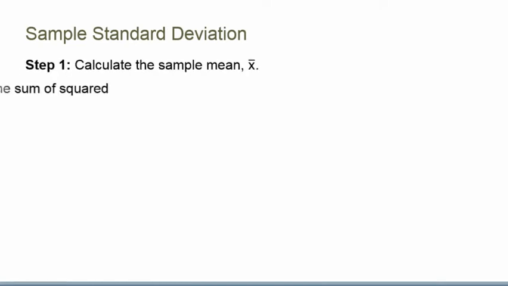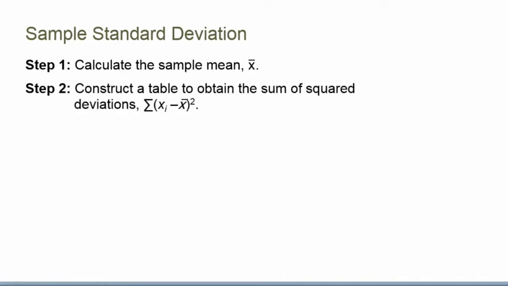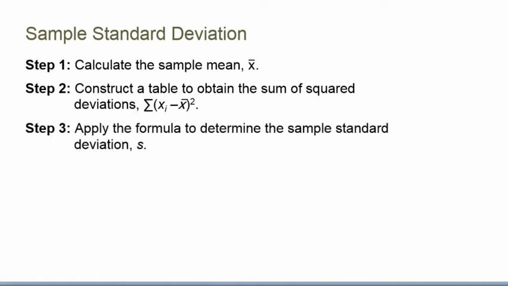To find the sample standard deviation, step 1, calculate the sample mean x bar. Step 2, construct a table to obtain the sum of squared deviations, which is the sum of (x sub i minus the mean) squared. Step 3, apply the formula to determine the sample standard deviation S.